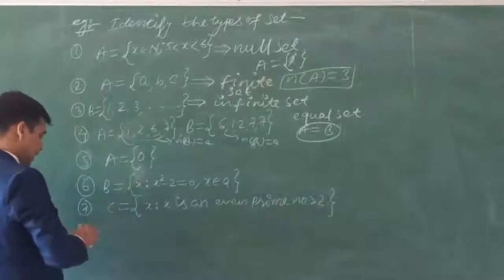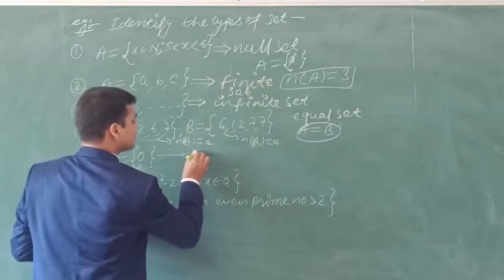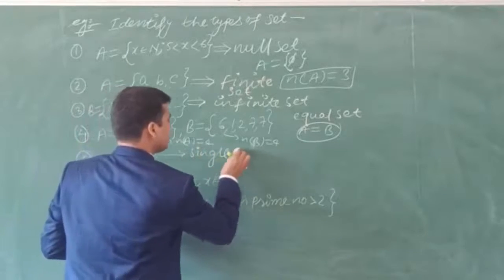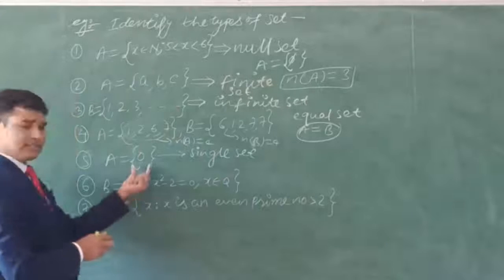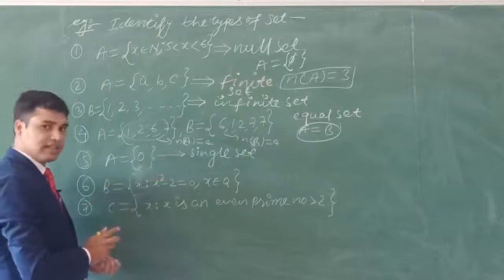Okay, next, A equals {0}. It's very easy. This is a singleton set. Why? It consists of only one element in the set. That's why it is called a singleton set.